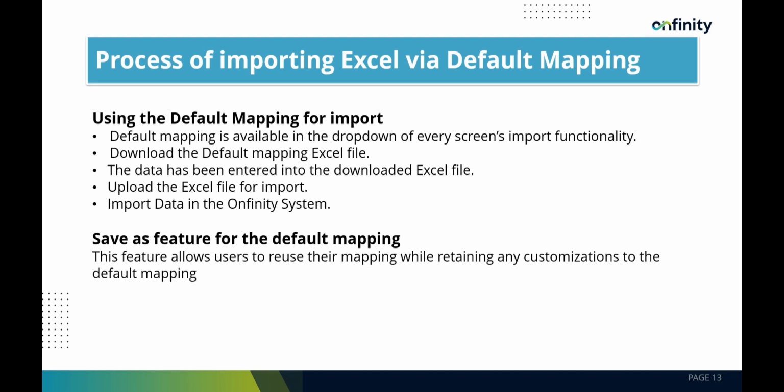The next one is the Save As feature for default mapping. The Save As feature allows us to save our customized version of the default mapping. This means that if we make any changes to the mapping, we can save it and reuse it for future imports, which makes the process faster and more consistent.